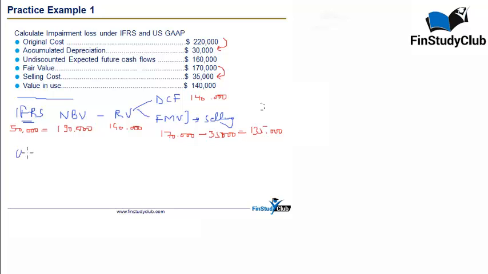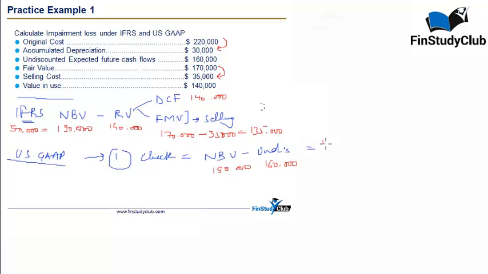Well, if I look at the US GAAP, which has a two-step procedure, in step 1 I am just going to check. So for checking, I am going to compare the net book value with the undiscounted cash flows. Here my undiscounted cash flows is 160 and my net book value is 190. So the bad news is confirmed. Yes, my assets are impaired.